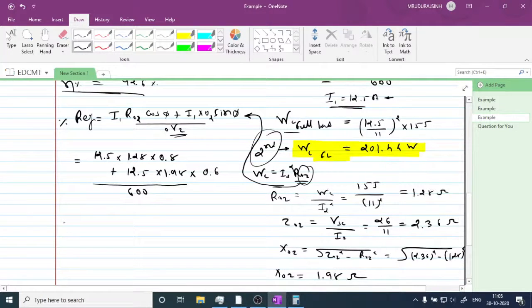Very good work, Saurabh, Kamlesh, Jairaj, Prince. Saurabh, good work. And now let's calculate this.